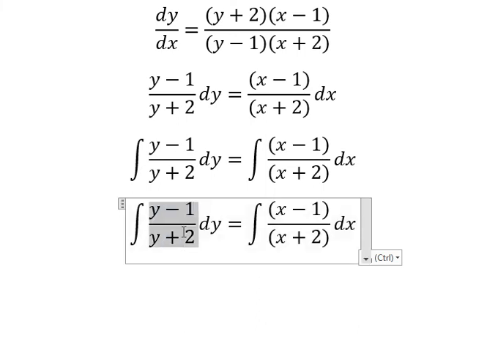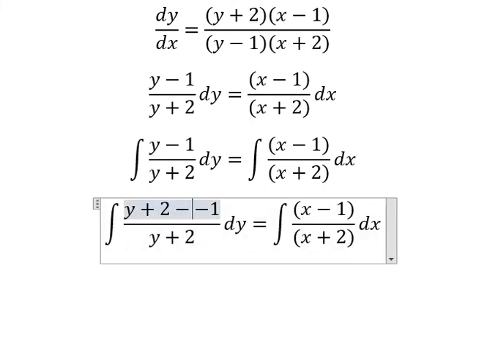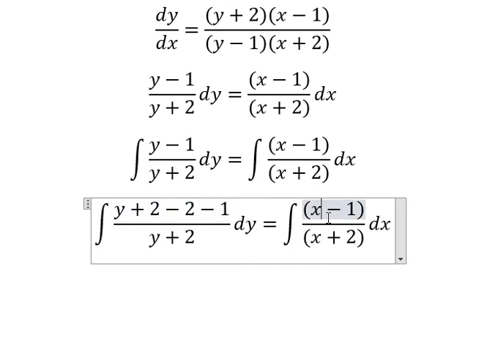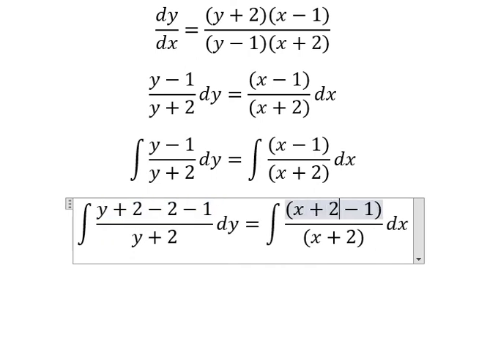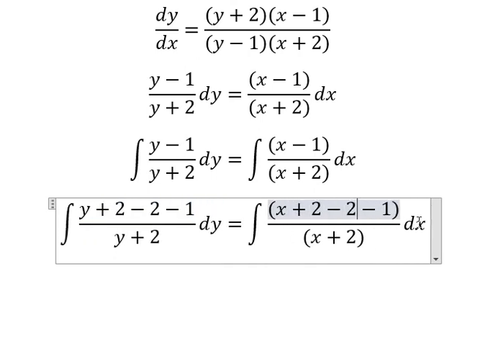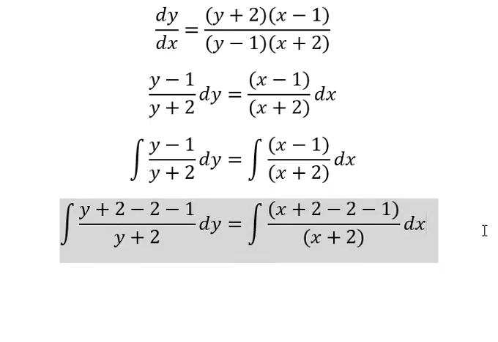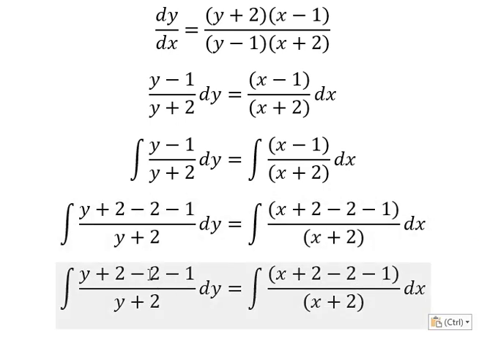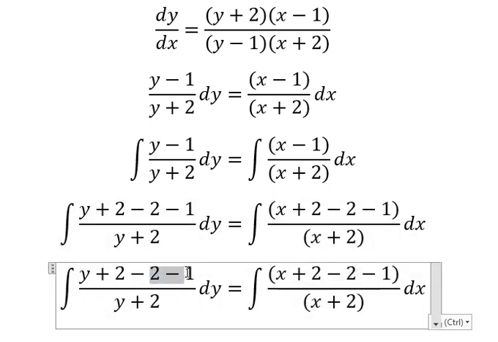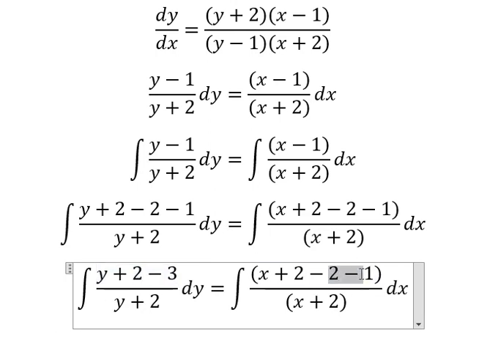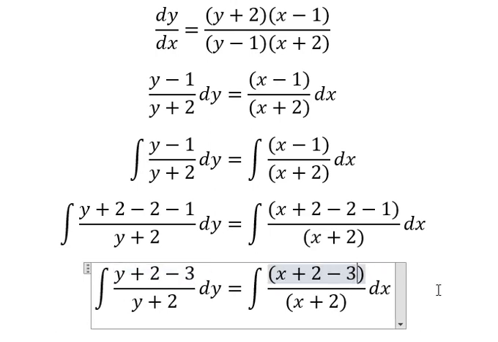So for this one, we need to add number 2. Later that we need to minus number 2. Similar for this one, we need to add number 2. Later that we need to minus number 2. Negative number 2, negative number 1, we have negative number 3. This one we have negative number 3.